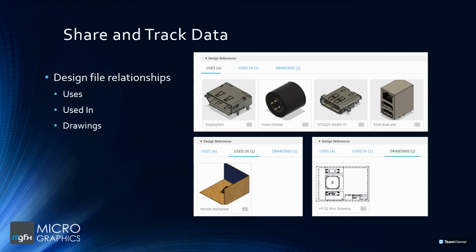Then in the image below, we can see it says used in, and that is now basically showing that that HP Z2 computer is being added into a file called render backplate. So it's more than likely been added into there to create renderings of that computer. So that's an assembly that holds that computer inside of it. So we can see where that assembly, where that computer is being used. And then lastly, we have the drawings option. That drawings option shows any drawings related to that computer. So I currently only have 1 drawing related to that computer.